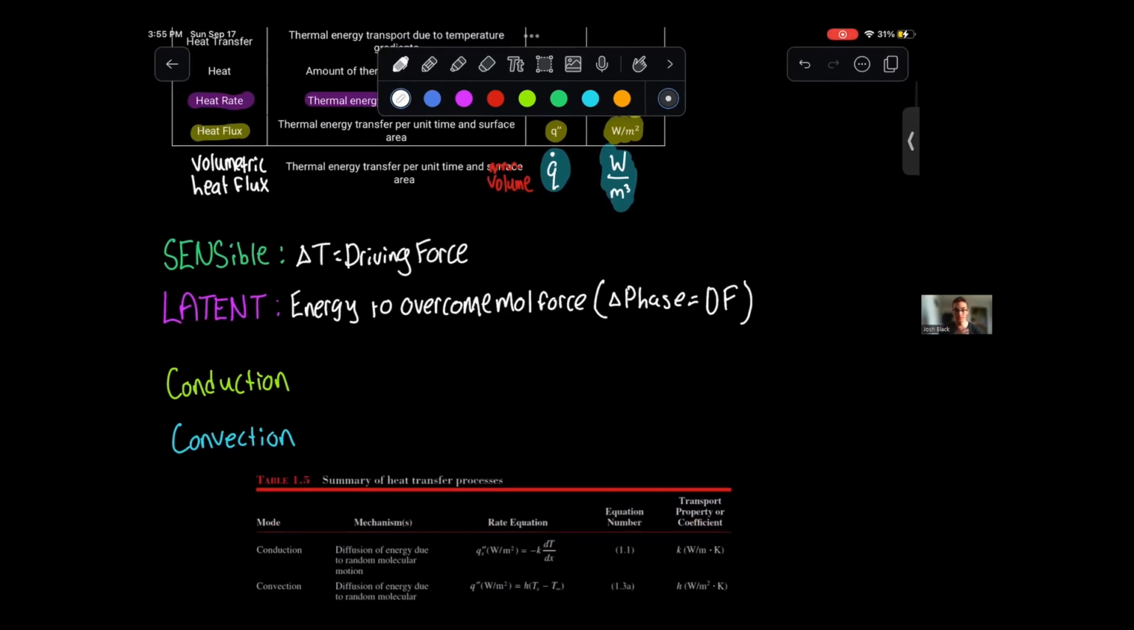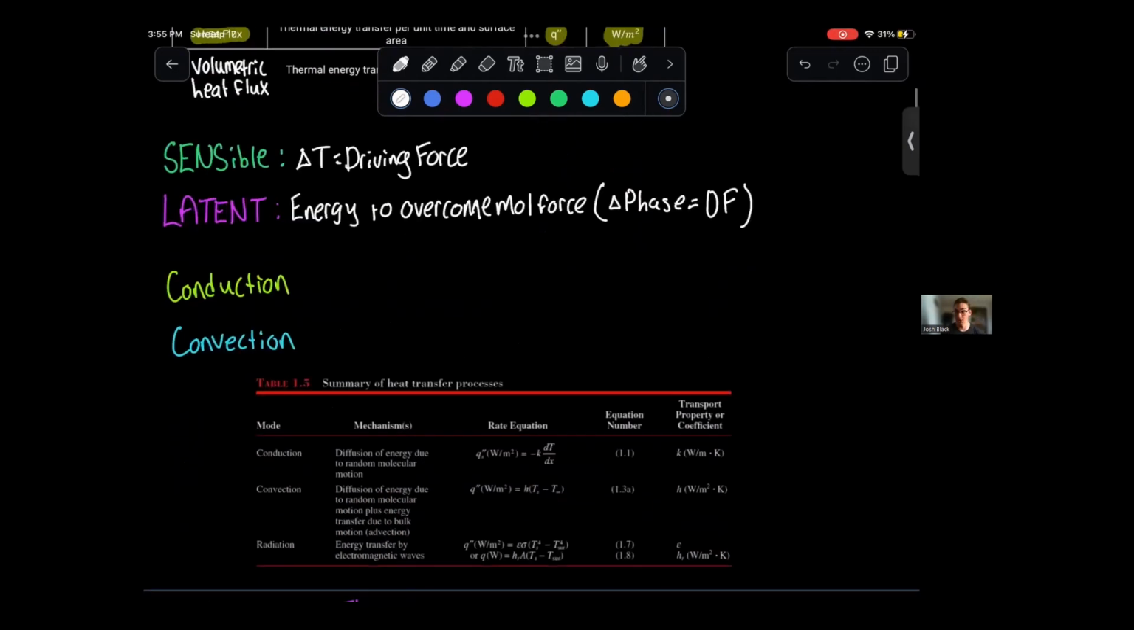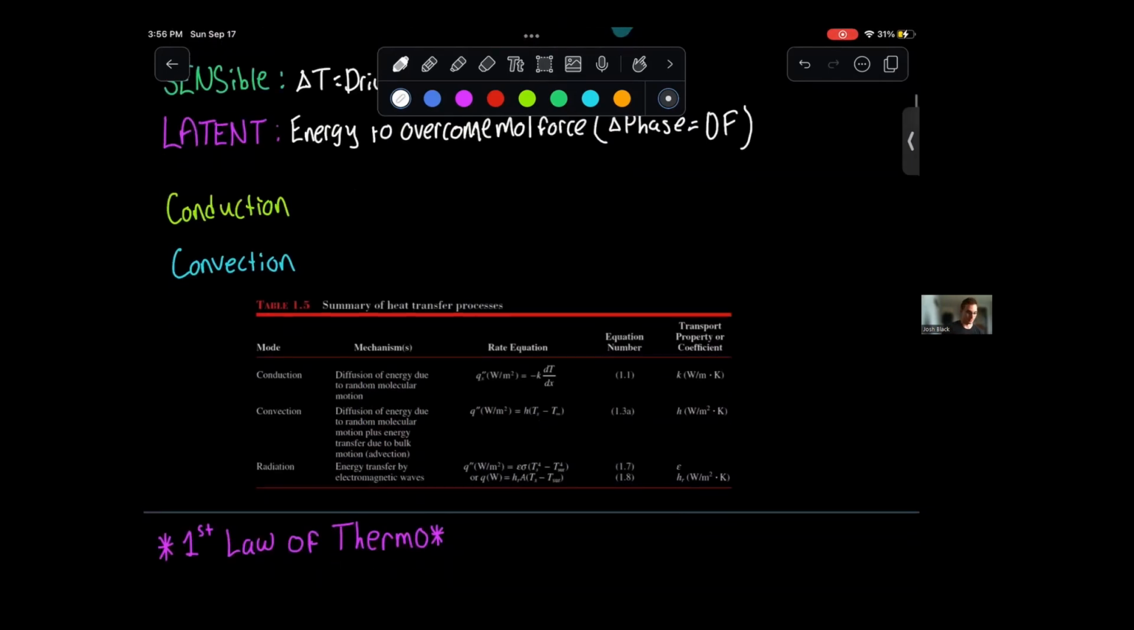Cool. So the two different types of heat transfer, conduction versus convection. You've probably heard of both of these. Well, let's talk about that. What is conduction? It's going to be the transfer of heat from A to B due to random motion. Contact. So always think conduction, contact. Heat transfer due to random motion. Contact.